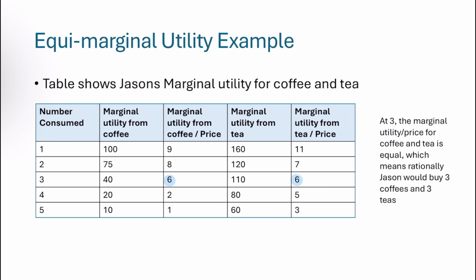Let's look at the Equi-Marginal utility through this example below. This table shows Jason's marginal utility for coffee and tea. As you can see, when consuming 3 coffees, the marginal utility from coffee divided by price is 6. And when consuming 3 teas, the marginal utility from tea divided by price is also 6. So rationally, Jason would buy 3 coffees and 3 teas to maximize his utility.